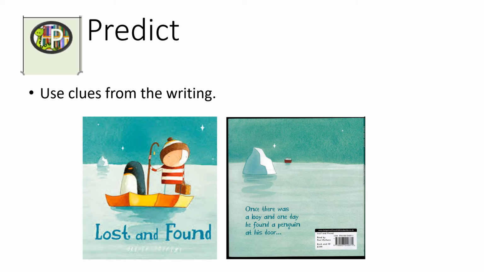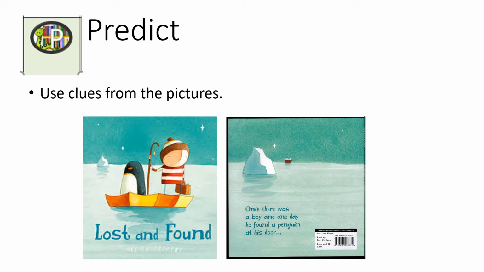So we can make a prediction or a guess of what's going to happen in this book based on that writing. So we've got Lost and Found, and we've got a boy and one day he found a penguin at his door. So you've got to think now, what do you think might happen just by looking at the words? Pause the video, have a think, and then come back.